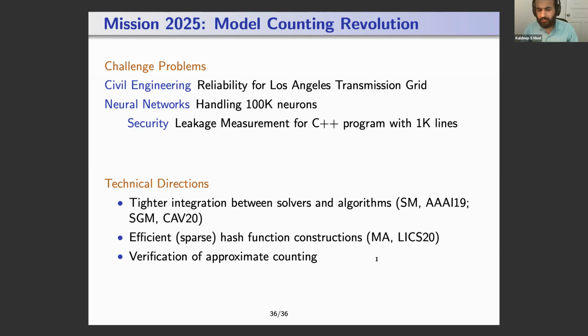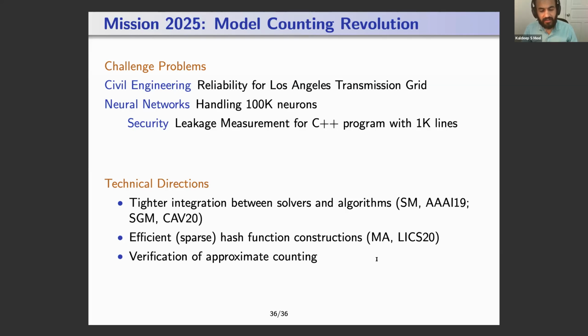And then finally, how do we know that the algorithms are computing correct answers? And to do that, we need methodology to verify that our approximate counts are correct. And this is an interesting problem.